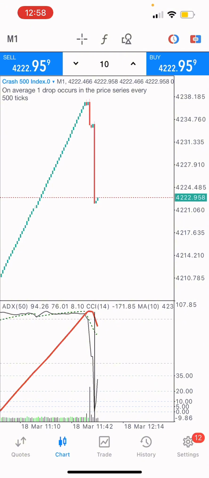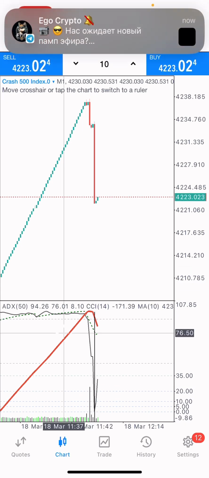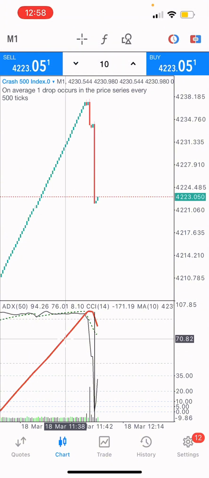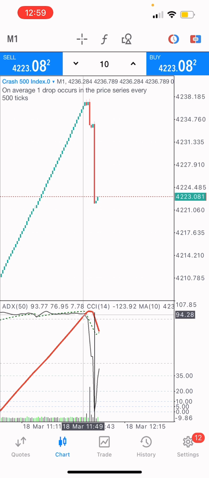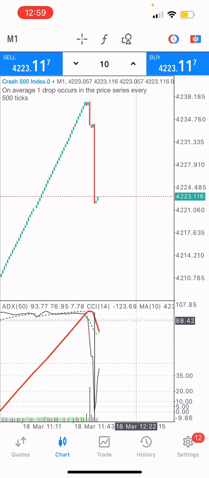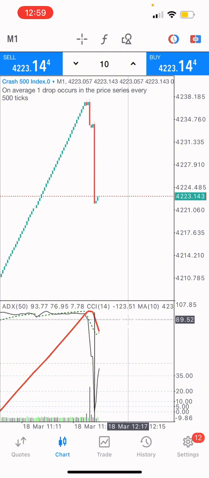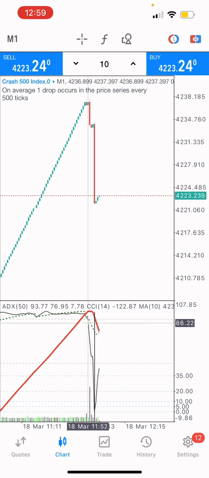For crash, we sell. Since we are selling, this is the condition for sell. We want this red moving average, this red line, to cross above this black line at the overbought level. What is the overbought level? From this line here, this line that is 90. We want this red line to cross above this black line at the overbought level, then we sell.